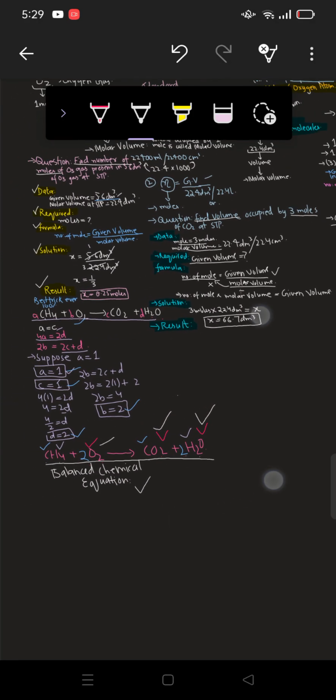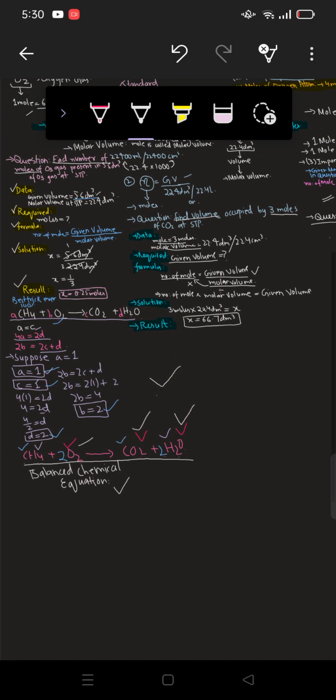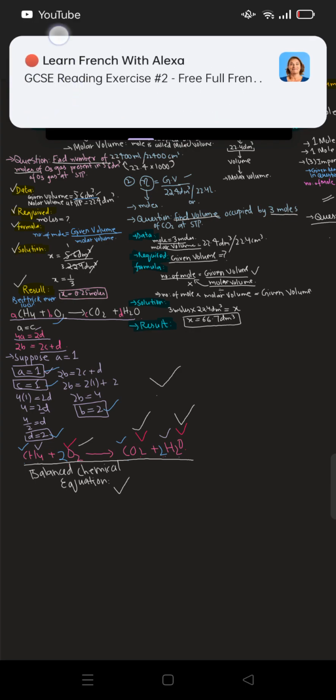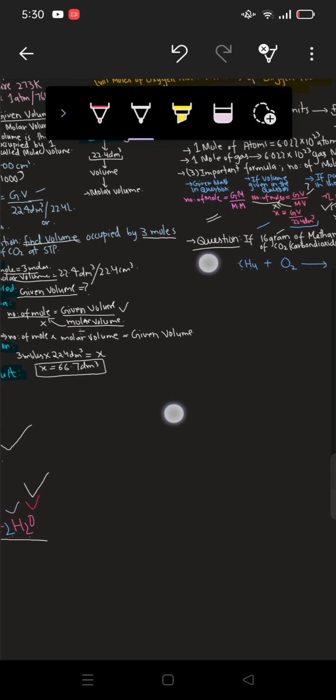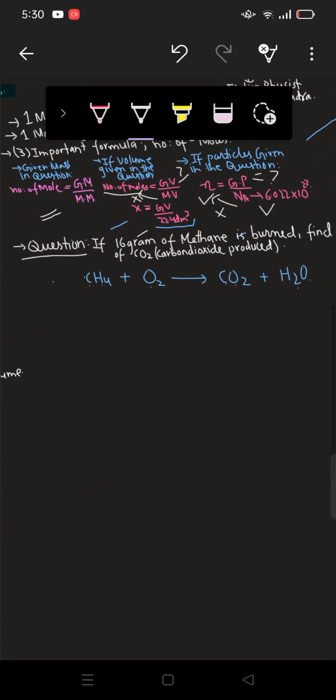Okay, so as in the last video, we revised the trick of balancing the chemical equation by giving variables as the coefficient to every substance present in the chemical equation, right? We were basically balancing this chemical equation: methane, which burns in the presence of oxygen, produces carbon dioxide and water, right?